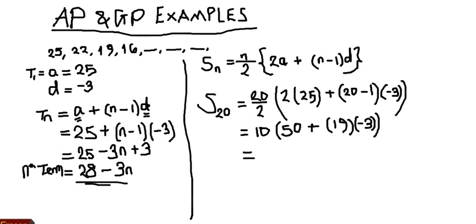Okay, so we have to simplify what is inside the brackets first, where we have 50 minus the positive 19 times negative 3, which will give us negative 57.